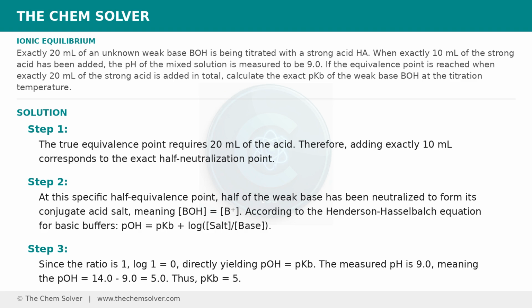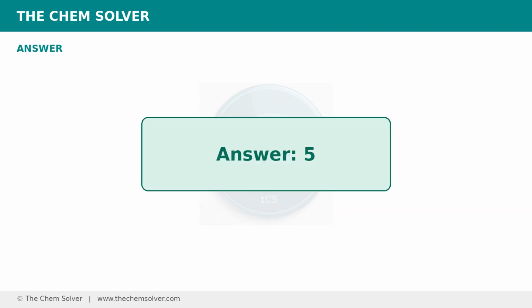According to the Henderson-Hasselbalch equation for basic buffers, pOH equals pKb plus log salt over base. Since the ratio is 1, log 1 equals 0, directly yielding pOH equals pKb. The measured pH is 9.0, meaning the pOH equals 14.0 minus 9.0 equals 5.0. Thus, pKb equals 5. The answer is 5.